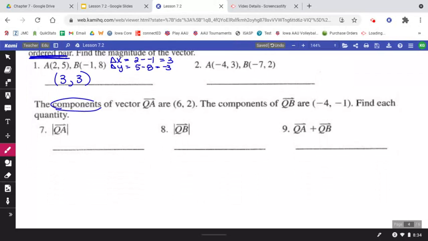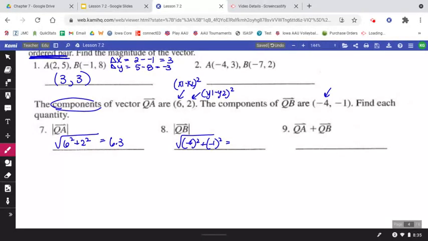Now remember, when they give us the components of the vector, this is x1 minus x2. And for the distance formula, that just gets squared and added to y1 minus y2 squared. So they've already given us the parentheses. When I set this up, I'm just going to set it up as the square root of 6 squared plus 2 squared, which is 6.3. This one, same thing. These are my x's. So I'm just going to do the square root of negative 4 squared plus negative 1 squared, which equals 4.1.